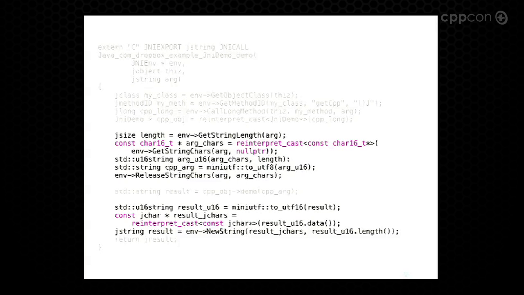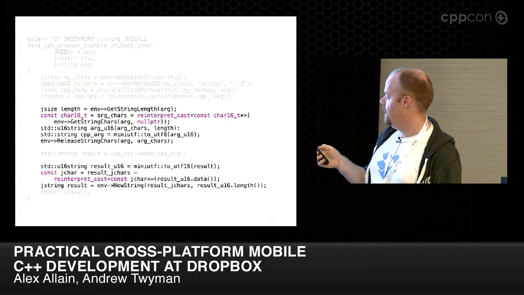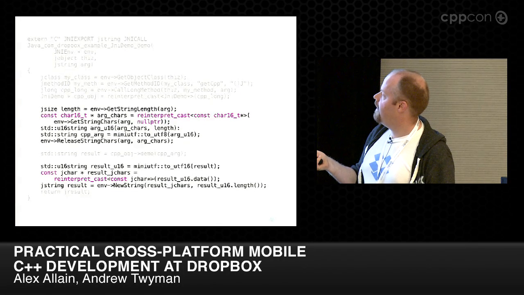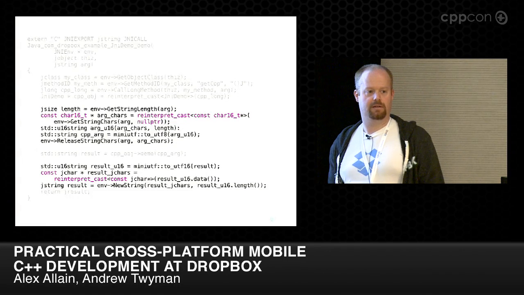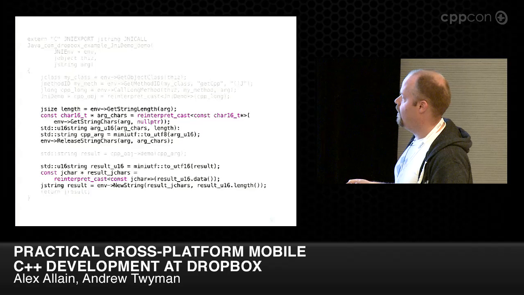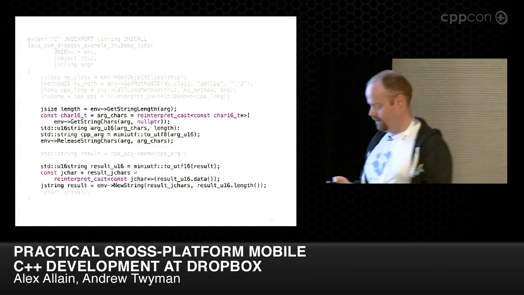There are two ways you could do this. You could ask Java to convert it to UTF-8 for you and pass an array down here. What we do instead is we ask the string for its native representation, which is UTF-16, cast it, and then we use our own little converter. That's a little bit faster. We have a nice lightweight library, which is open source, by the way. Try it out. And then there's the corresponding conversion in the result direction.